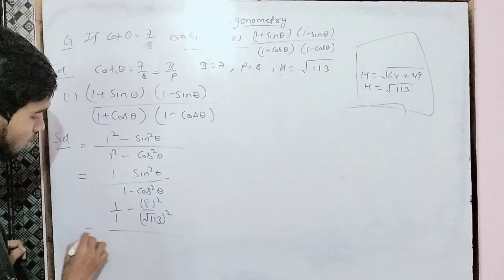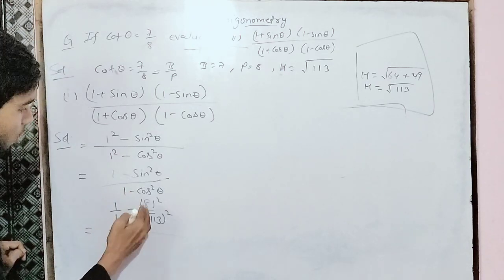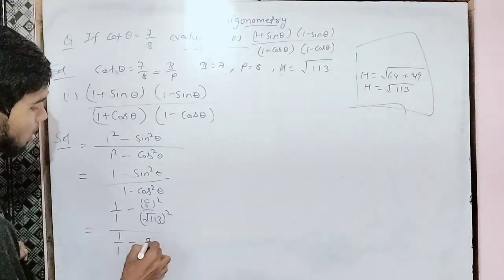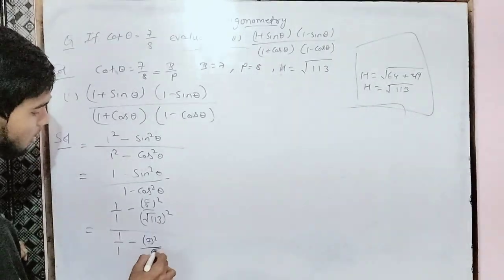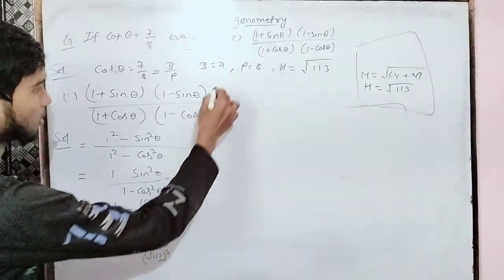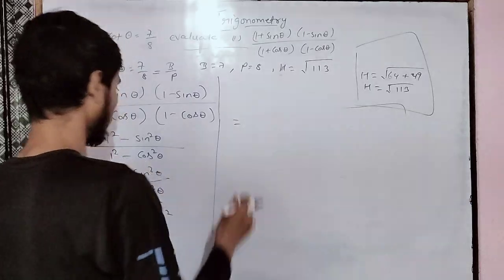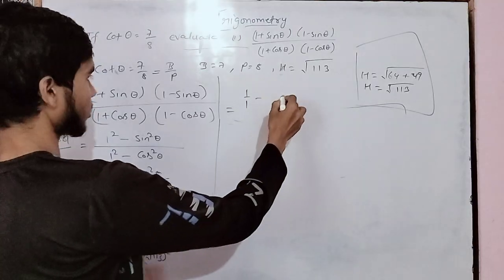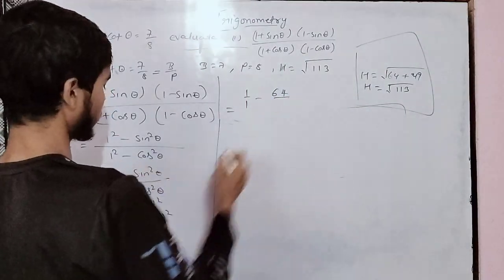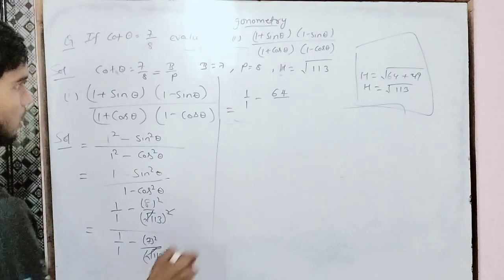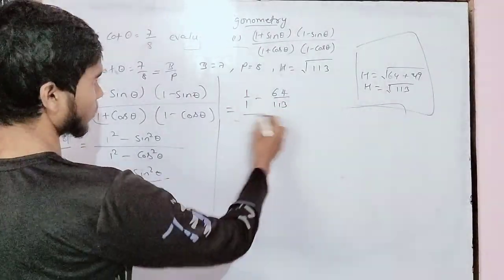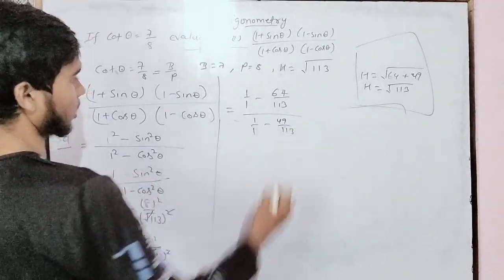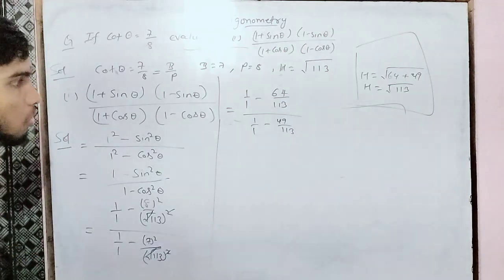Upon again 1 upon. So here cos is b upon h. 7 square and h is this much. Clear? Okay. Now let's see here. Over here 1 upon 1. Clear? Minus 64 and this will cut, this will cut. So 113 upon 1 upon 1 minus 7 sevens are 49, and this will become 113.